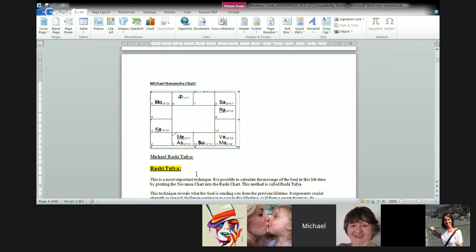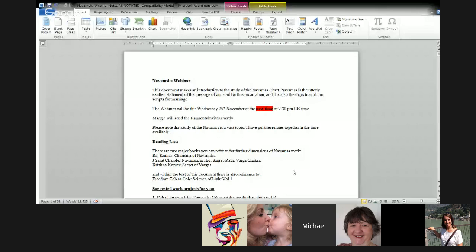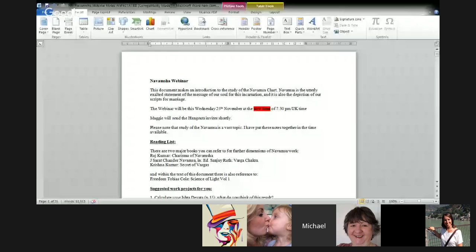Now, the other thing that we particularly need to look at in the Navamsha is the Ishtadevata. So I'm going to try and find that document. The screen share didn't work. Here we are. It should be in here. So let's just try and bookmark it and find it. Here it is. Right.